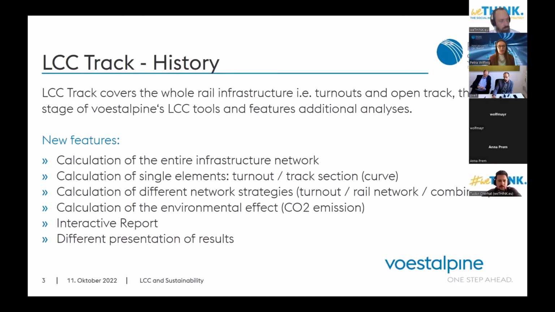Now we are able, for example, to calculate entire infrastructure networks, including turnouts and the rails. Before that, we were only able to calculate or compare turnouts and track sections separately. This is also still possible in our new tool, but we can also combine those calculations. And we are able to calculate different network strategies. So we have the opportunity to combine at least 6 strategies for the infrastructure network or for the asset to do the LCC calculation.